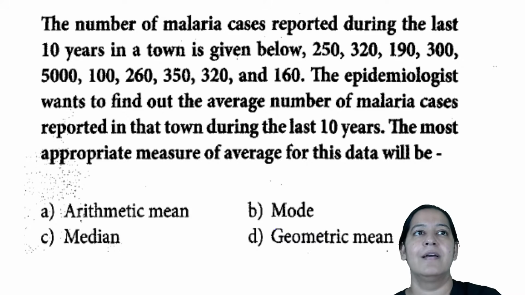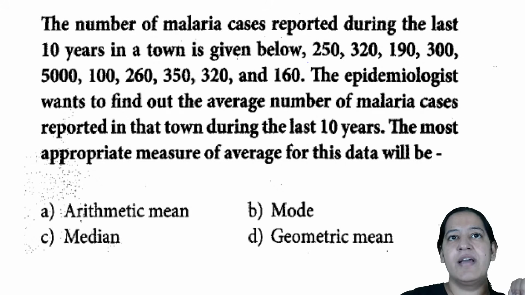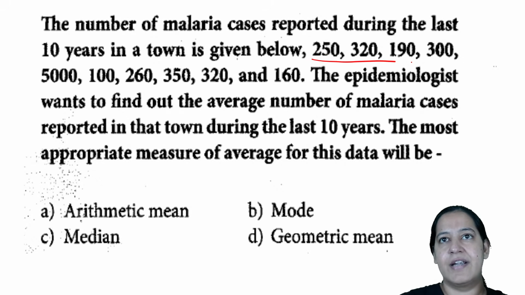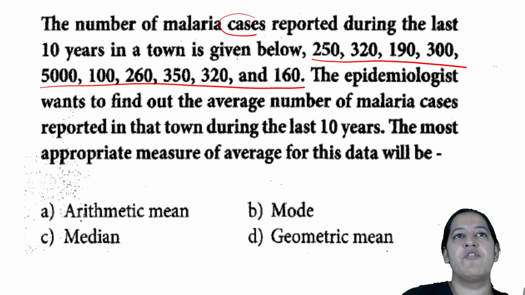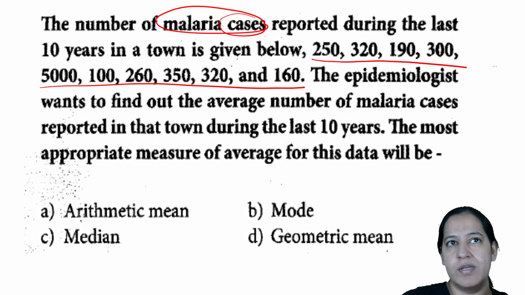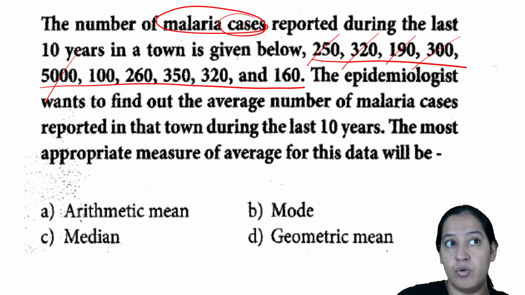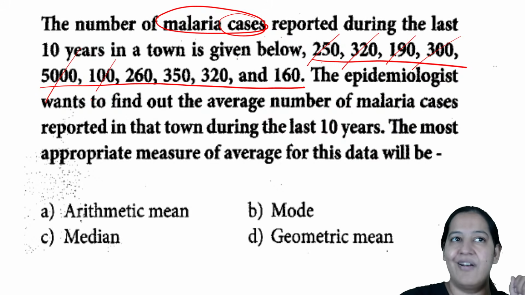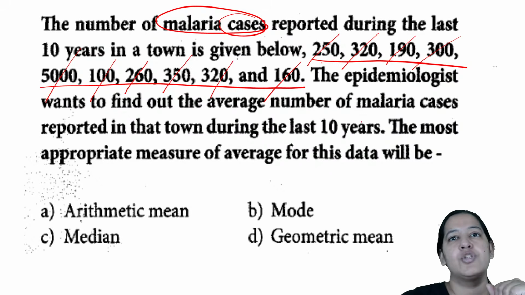Done? So this is the next question in front of you. See, I am having a set of this data. What is this data? This is the number of cases of malaria in a town. Just suppose the town is Mumbai. In the first year, the cases are 250, then 320 next year, the next year 190, then 300, then 5,000. 1 year was there, I don't know which year, but the cases were 5,000. 100, 260, 350, 320 and 160. Then epidemiologists want to find out the average number of malaria cases over all 10 years.